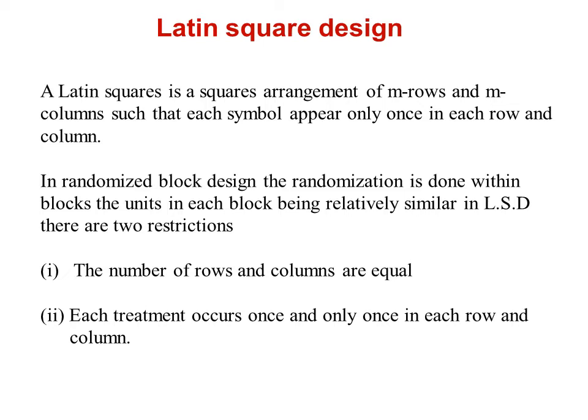In addition to that, the number of rows and number of columns should be equal in this method, and each treatment occurs only once in each row and column. These two points are very important. This is the main difference between RBD and LSD.